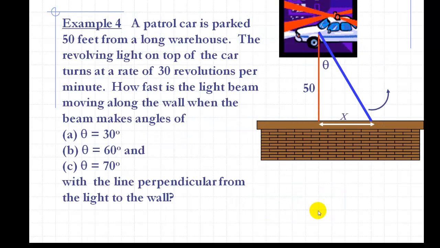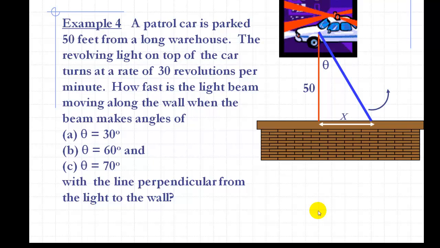Let's look at another example. Suppose we have a patrol car parked 50 feet from a long warehouse, and the revolving light on top of the car turns at 30 revolutions per minute. How fast is the light beam moving along the wall when the beam makes angles of 30 degrees, 60 degrees, and 70 degrees with a line perpendicular from the light to the wall?